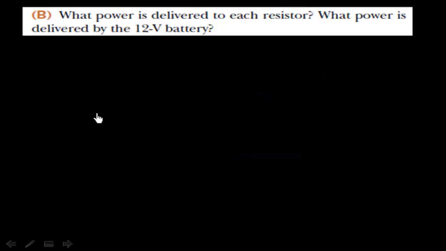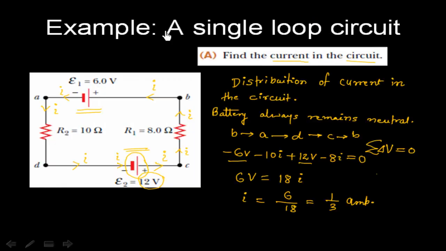Now the next part: what is the power delivered to each resistor and what is the power delivered to the 12 volt battery. So we have to find the power delivered through each resistor. So power delivered is I square R. For R1 I will have I square R1, and for R2 I will have I square R2.